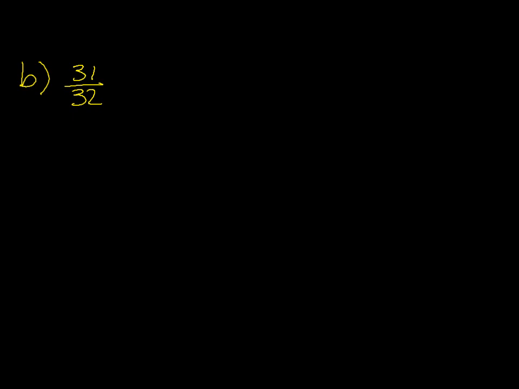Letter B, 31/32. We'll start out by putting 32 in the house. And well, I did that again, didn't I? Apologize. 31 in the house. And 32 on the outside. Put a couple zeros there. And we'll start out here. You can see that 32 goes in there 0 times.